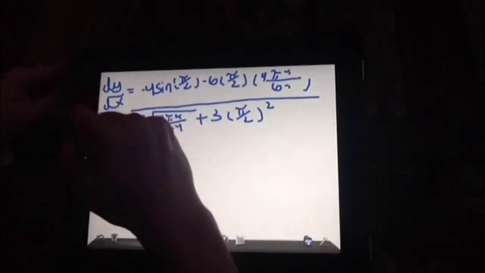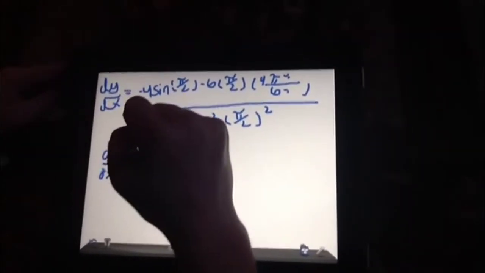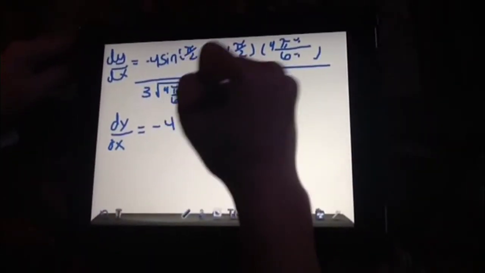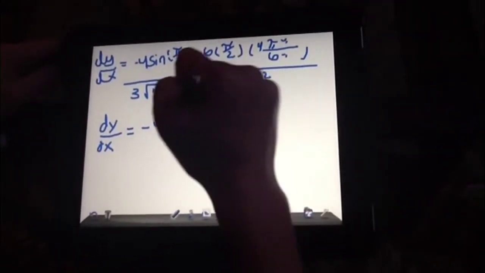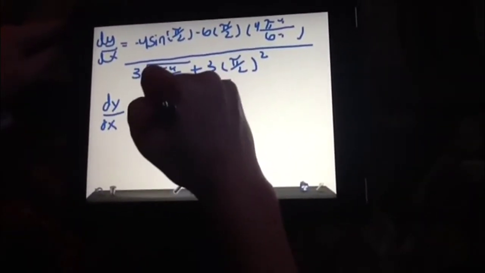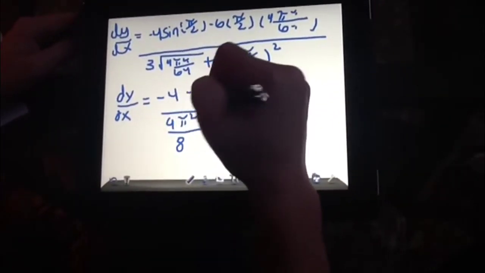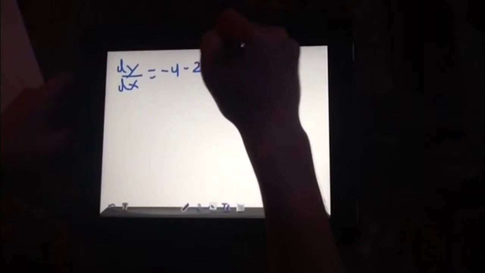squared. Continuing to solve, we'll get dy over dx equals negative 4 minus 27 pi to the 5th over 64 over 9 pi squared over 8 plus 3 pi squared over 4, equals negative 4 minus 27 pi to the 5th over 64 over 15 pi squared over 8. So what I did there is I just found a like denominator and combined it.